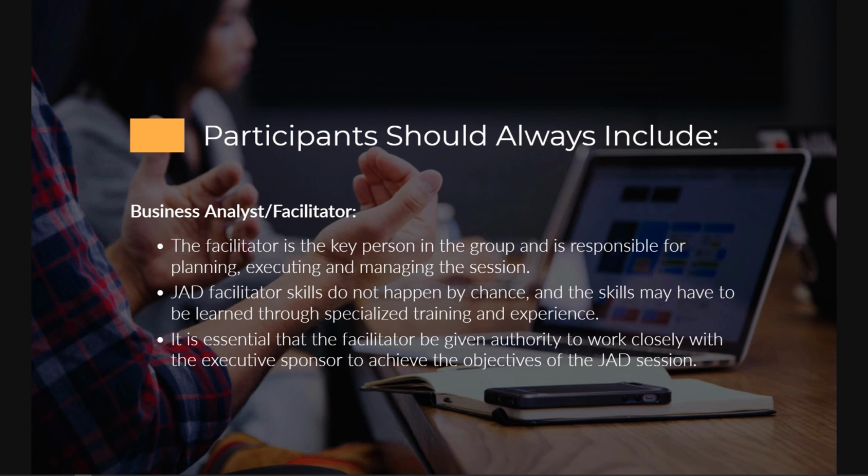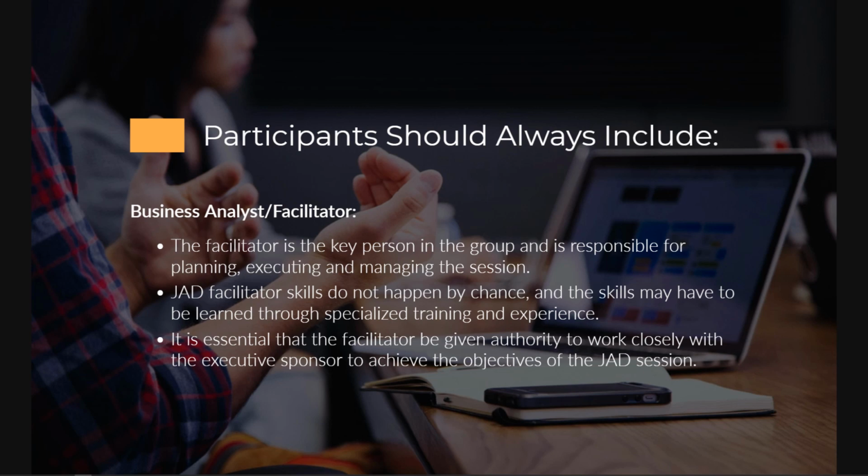It's essential that the facilitator be given authority to work closely with the executive sponsor to achieve the objectives of the JAD session. This is not the time for you as the facilitator to think, oh, the executive sponsor is too high up for me to talk to. They're a VP or a CEO or a CIO, and you feel intimidated by their title. This is not the time for that. You can't let yourself be intimidated by executives simply because of their title.